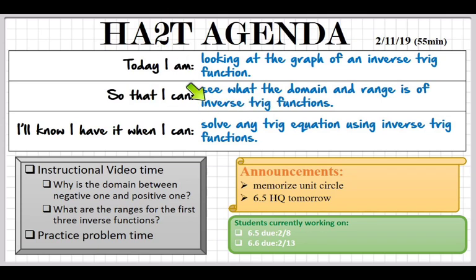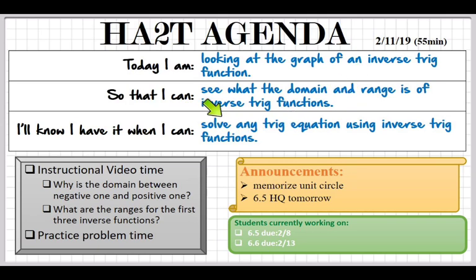But here's your agenda. Today you guys are looking at the graph of an inverse trig function so that you can see what the domain and range are of the inverse trig functions. And that is the biggest thing right there, knowing what the domain and range is of an inverse trig function. Guys, remember functions have an input and an output. What can the domain and the range be for our inverse trig functions?